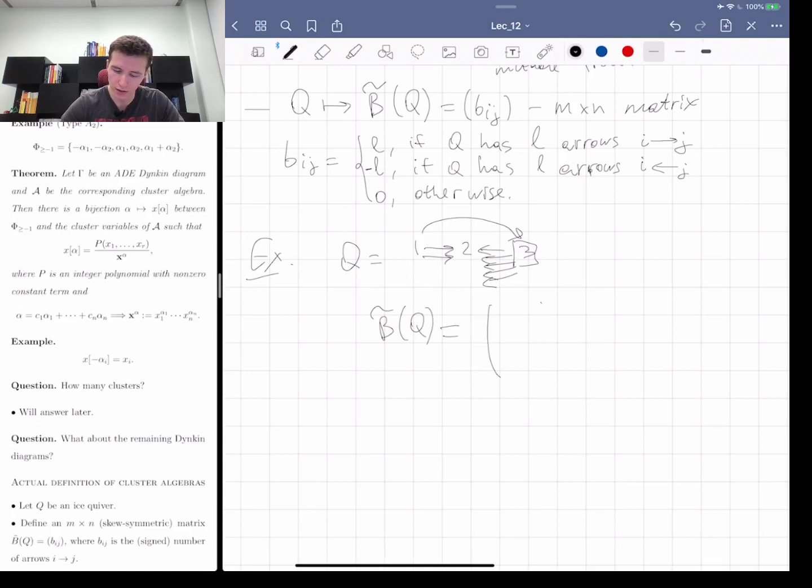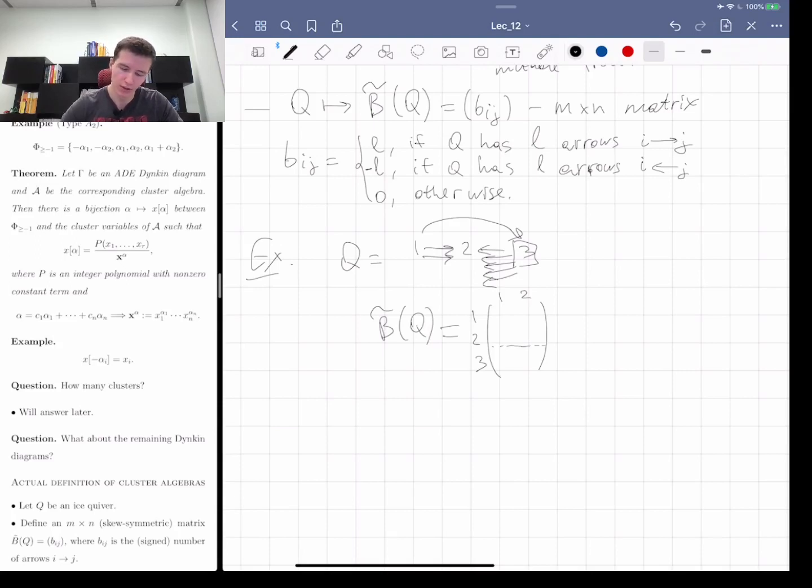so it's going to have rows labeled by, see in the definition it has M rows and N columns. So the rows correspond to all vertices and the columns correspond to the mutable vertices. The rows are labeled by 1, 2, 3 and the columns are labeled by just 1 and 2 because 3 is frozen.